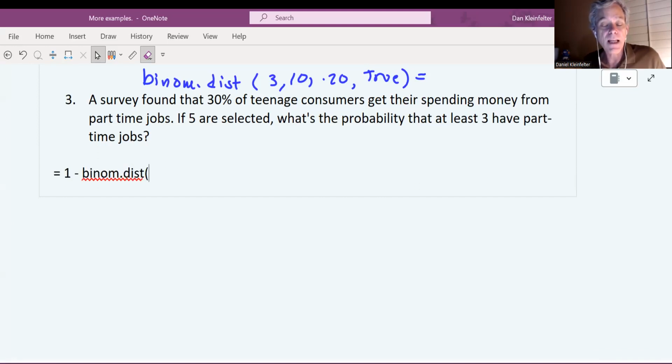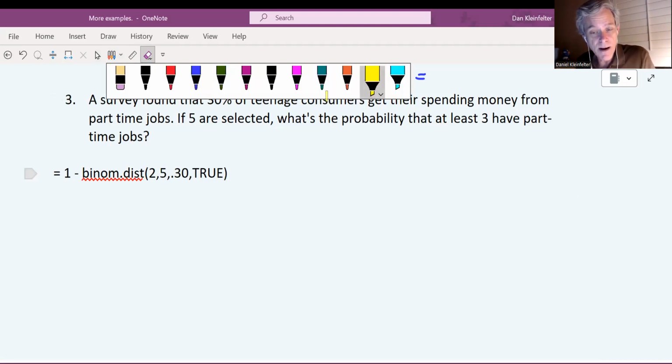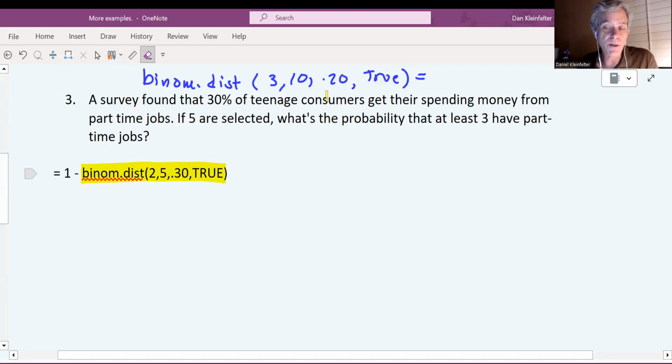So we'd have equals, and then 1 minus, because we're taking a complement, binom.dist. And then we'd be looking for how many? It's going to be 2 out of, sorry, 10 is wrong. I'm thinking of the previous example. 5 teenagers are selected. We're looking for 2. The probability of success here is 0.3. And then it's going to be true. So the binom.dist piece all the way to the end would tell us the probability of getting 0 through 2.